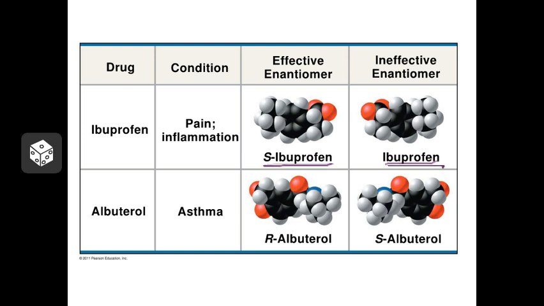We also have here albuterol. Albuterol is often taken for asthma. It's an anti-inflammatory. In this case, the right-handed form is the effective form. The left-handed form is not. So you really need to understand your enantiomers before you start giving chemicals to people. And the effects of different enantiomers can be very, very different.